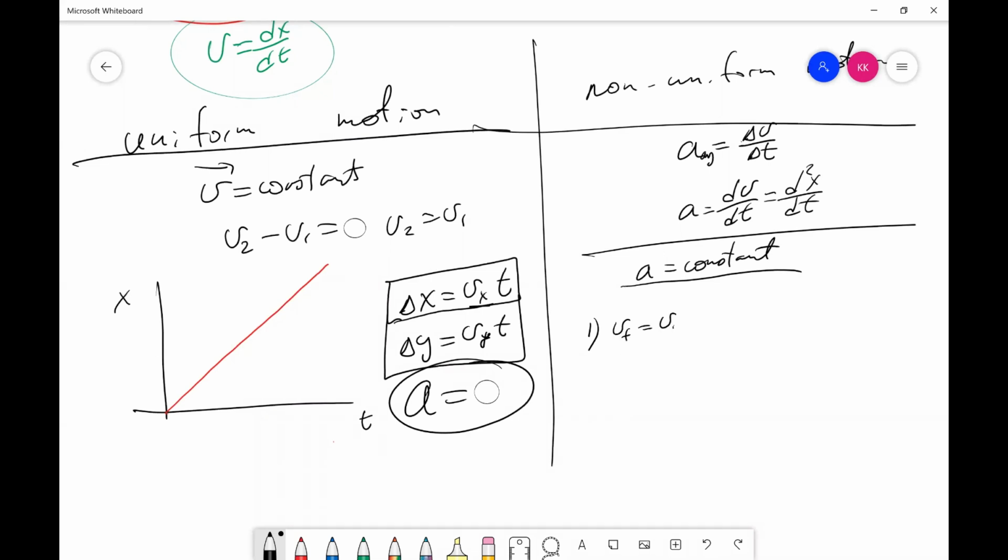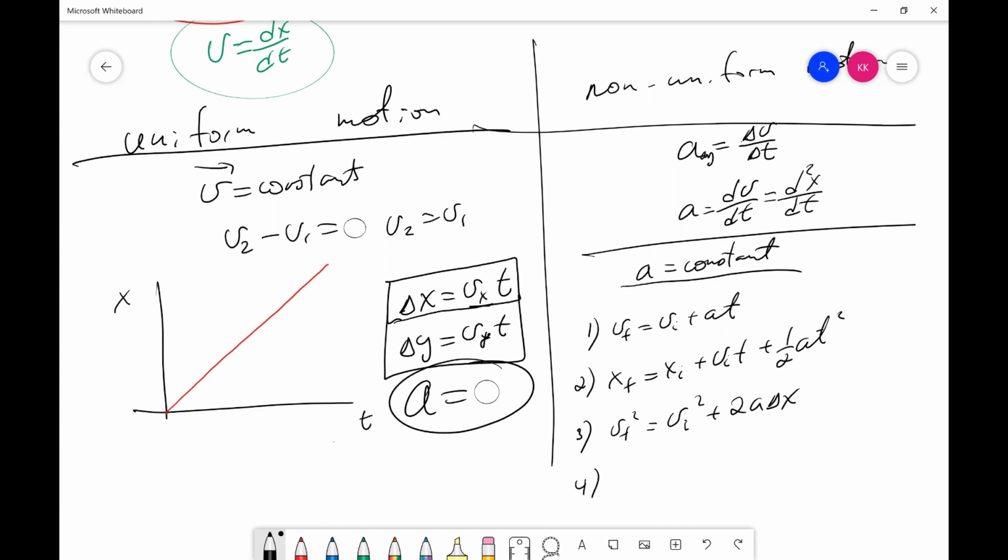V final equals V initial plus at. Then x final equals x initial plus v initial times time plus 1/2 at squared. Equation 3, v final squared equals v initial squared plus 2 times a delta x. Equation 4, delta x equals v initial plus v final divided by 2, times time. So we got these kinematic equations if the acceleration was constant.